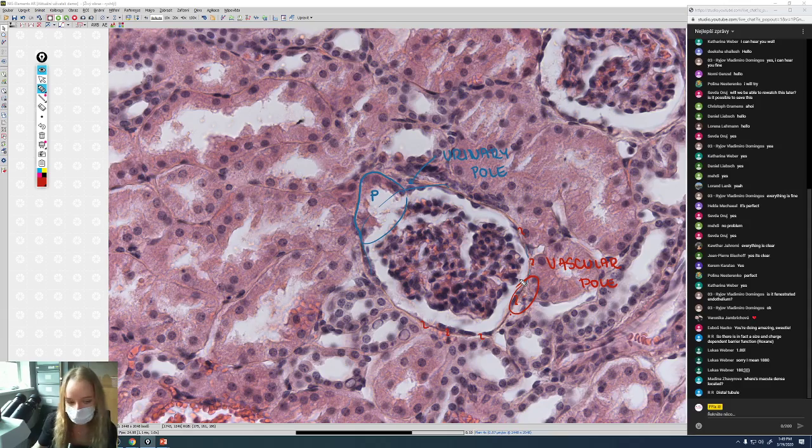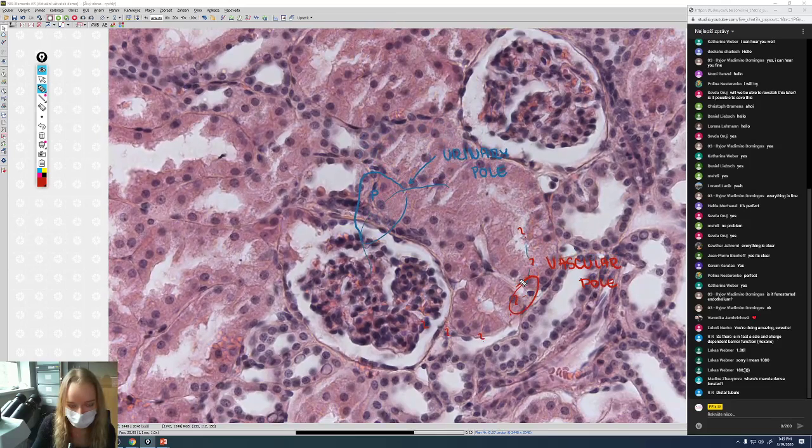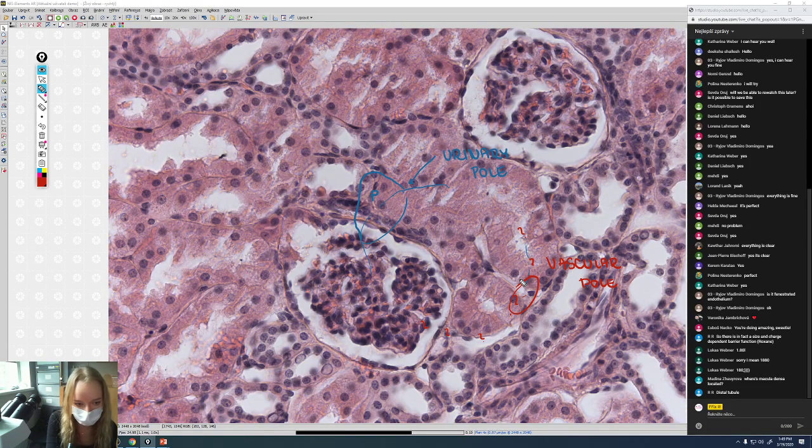We can show it somewhere else. So I'm just going to skip it. Don't worry about that. I'm going to delete it. But yeah, this is the urinary pole. It's the pole where the urine is coming out. And this pole right here, where you see there's a connection, this is the vascular pole. Vascular pole. Is that clear? Okay.